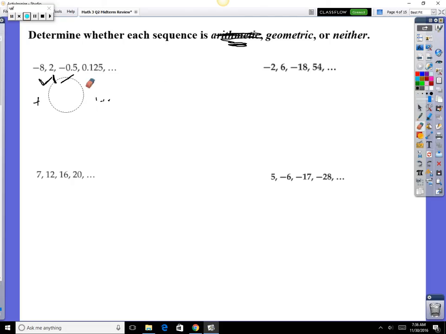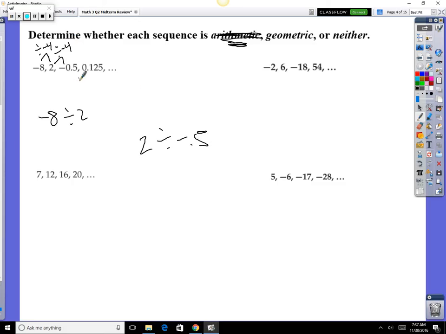So now let's try for the geometric. Geometric grows by times, so take this one and maybe divide it. I'm going to do on my calculator negative 8 divided by 2. That means I'm dividing by a negative 4. Now I'm going to do the next one, 2 divided by negative 0.5. Okay, that worked. From here to here, I divided by a negative 4.